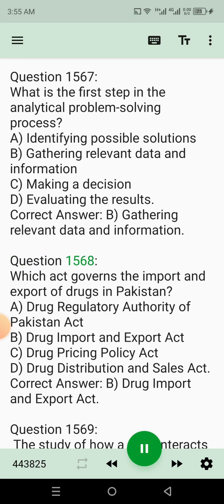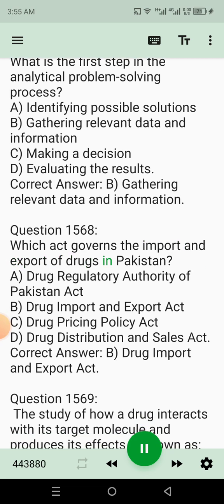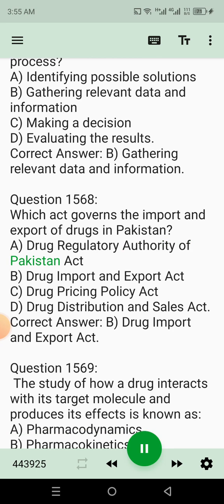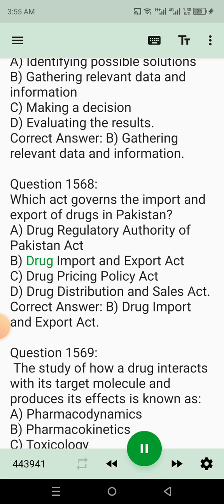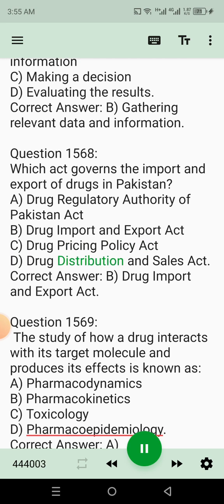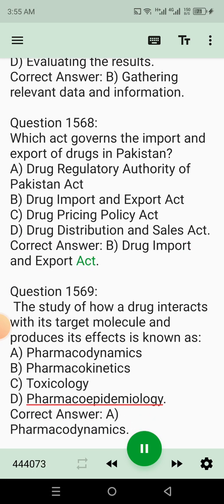Question 1568. Which act governs the import and export of drugs in Pakistan? A. Drug Regulatory Authority of Pakistan Act. B. Drug Import and Export Act. C. Drug Pricing Policy Act. D. Drug Distribution and Sales Act. Correct answer. B. Drug Import and Export Act.